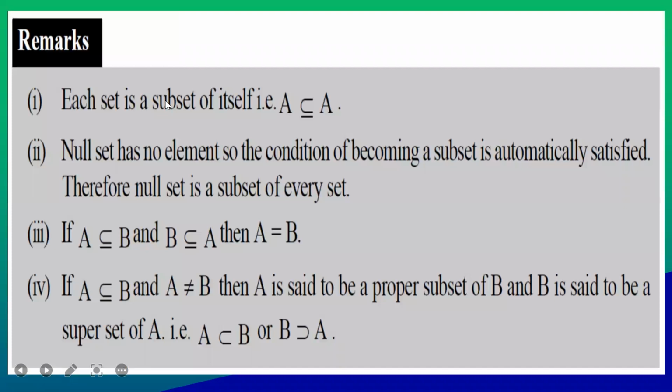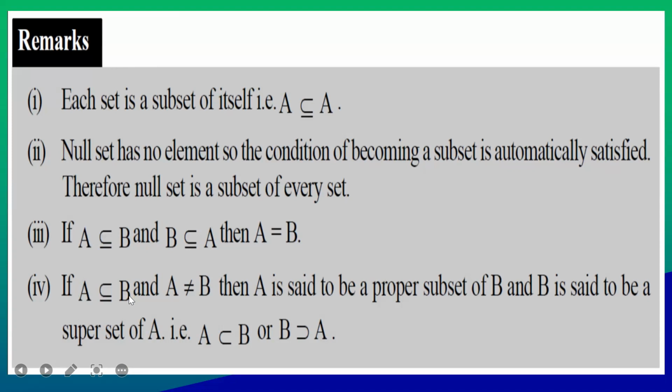Remarks. Each set is a subset of itself. Illustrative example, set A is a subset of A. Next, the null set has no element, so the condition of becoming a subset is automatically satisfied. Therefore, the null set is a subset of every set. And if A is a subset of B and B is a subset of A, then A equals B. Okay? Ibig sabihin, since they are equal, all elements of set A are also the elements of set B.